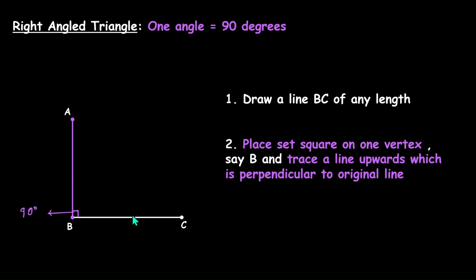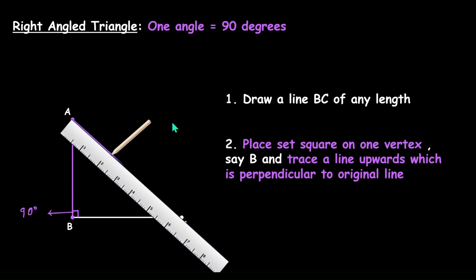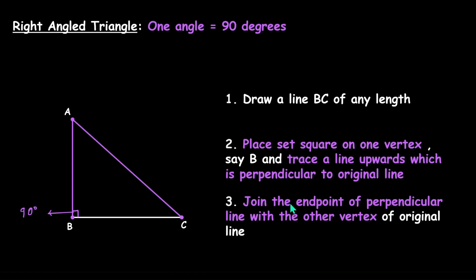So now all that is left to do is connect this vertex with this vertex to get a third side. So let's do that. Let's take out a pencil and ruler again. And let's make this line, yep, that is made. So our third and final step would be to just connect the vertices. So join the endpoint of the perpendicular line with the other vertex of the original line. This is the other vertex. And once we're done with all that, this is exactly what a right angle triangle is. So congratulations, we have constructed a perfect right angle triangle.